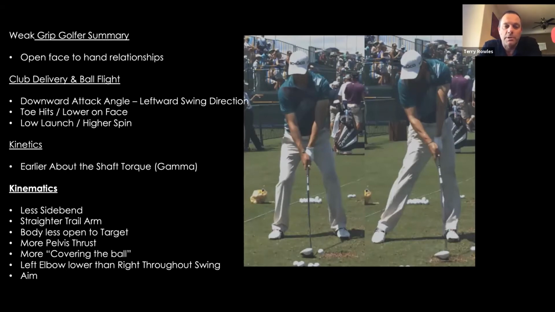He has a much earlier release, so that's why his shaft has a lot less lean there. He's got less side bend, much straighter trail arm. Body is less open to the target. He's going to have more thrust because he has less rotation. He'd be the guy that would do really well if you told him to cover the ball. And his lead elbow is lower than his trail elbow throughout the swing. He's going to tend to aim to the right to hit it straight.